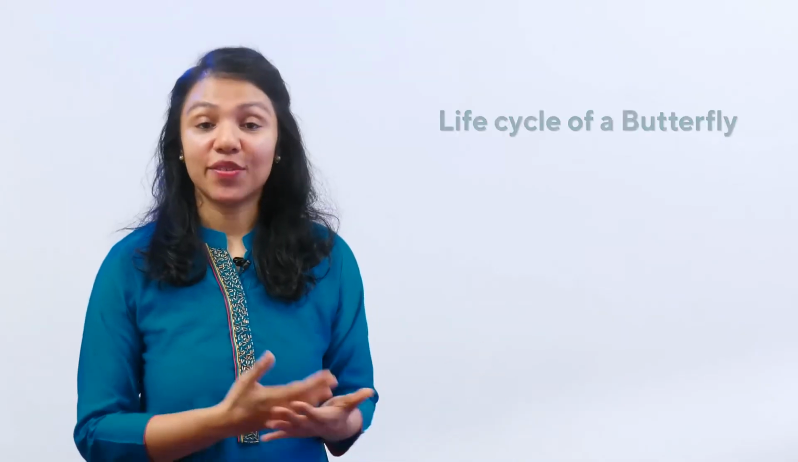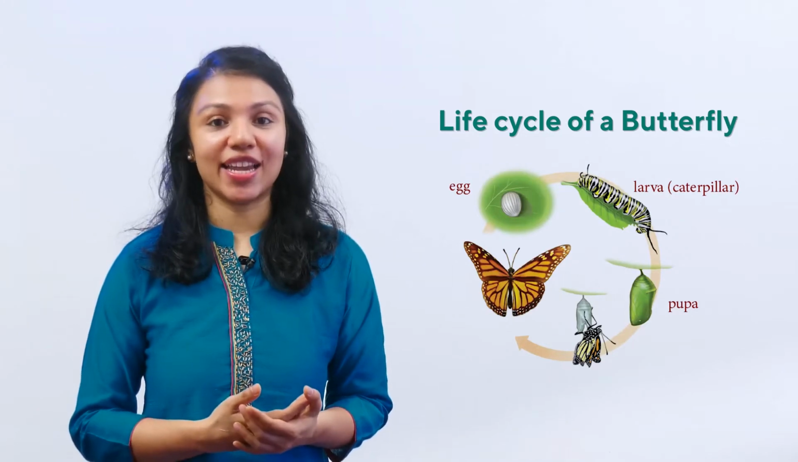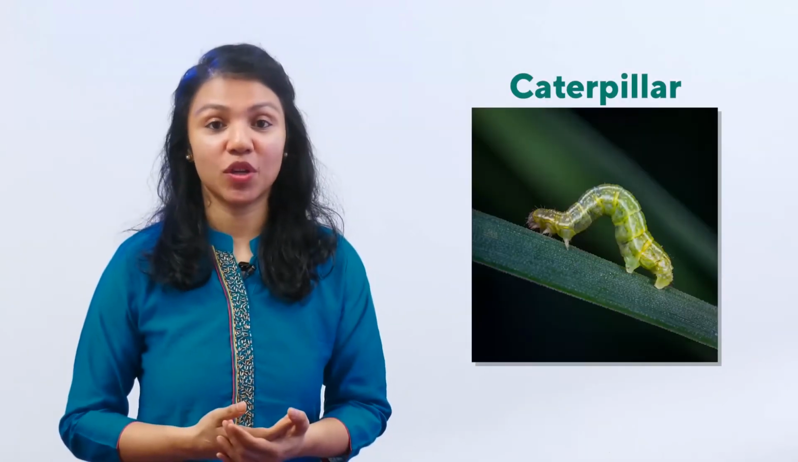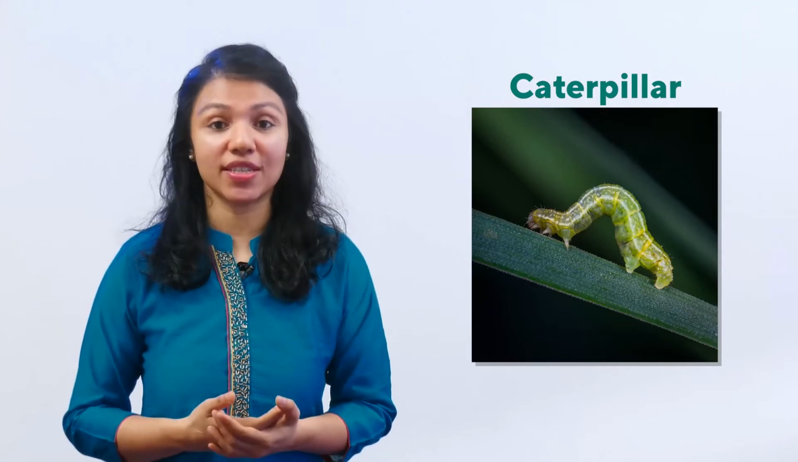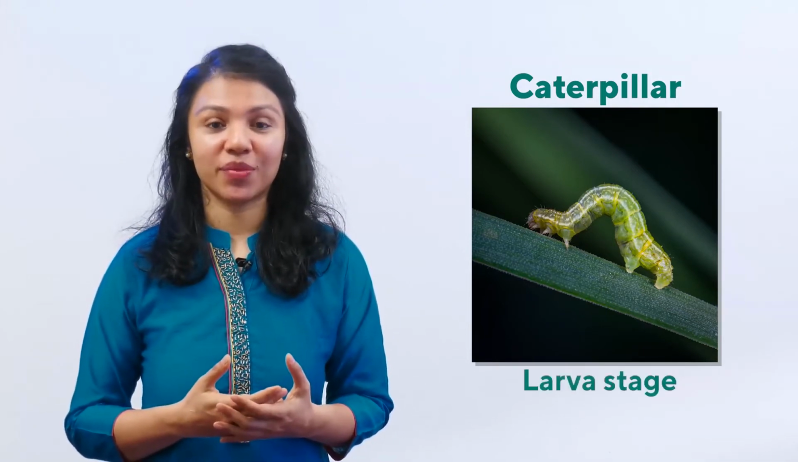This is how the life cycle of a butterfly looks like. The butterflies lay their eggs on the leaves. There are babies inside these eggs, and when they hatch, they look like caterpillars. We are very familiar with caterpillars, aren't we? This stage is called the larva stage.